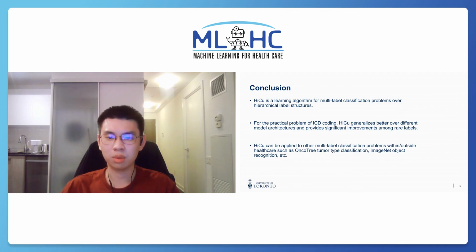Our paper studies the practical problem of ICD coding and finds that HiCu provides model performance improvement over different neural architectures, especially among rare codes. Finally, we believe HiCu can be applied to other multi-label classification problems within or outside healthcare, such as the OncoTree tumor type classification, ImageNet object recognition, and so on.